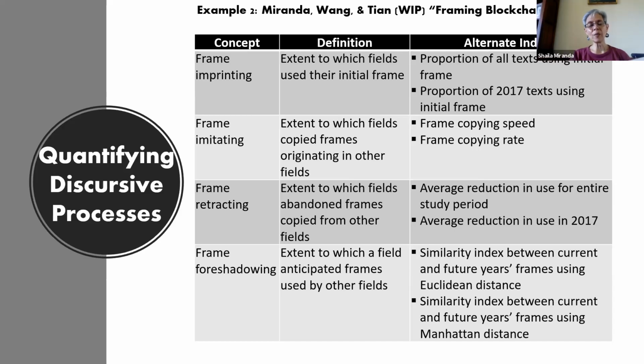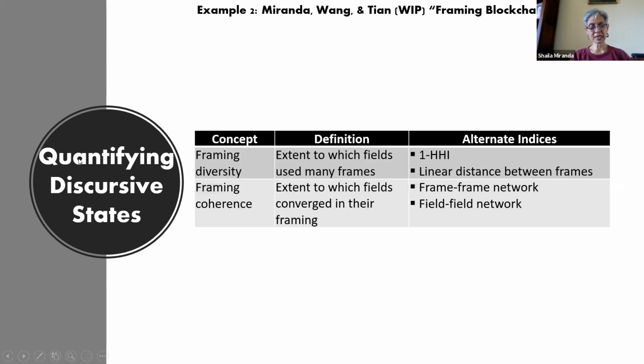Okay, so that was our first attempt at making sense of what was going on. And I can tell you the first pictures didn't look nearly as nice, but pictures really helped me think. But from there, what we did was to surface 6 concepts, 4 processes that discursive fields undertook to different extents and 2 states of the overall discourse. So we developed metrics to quantify the extent to which discursive fields engaged in processes of imprinting, imitating, retracting, and foreshadowing. And then the community discourse attained states of diversity and coherence.